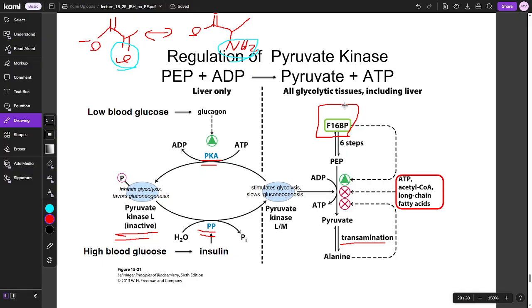The other thing to keep in mind is that fructose 1,6-bisphosphate, which is a previous intermediate in glycolysis, acts as an activator for pyruvate kinase, which makes sense, right? Because if we have a lot of fructose 1,6-bisphosphate, we're going to want to tell the rest of our enzymes, especially pyruvate kinase, to keep working at maximum capacity. Because if we have a lot of fructose 1,6-bisphosphate, that means we need to keep doing glycolysis in order to deplete this excess amount of glucose that we have available to us, right?